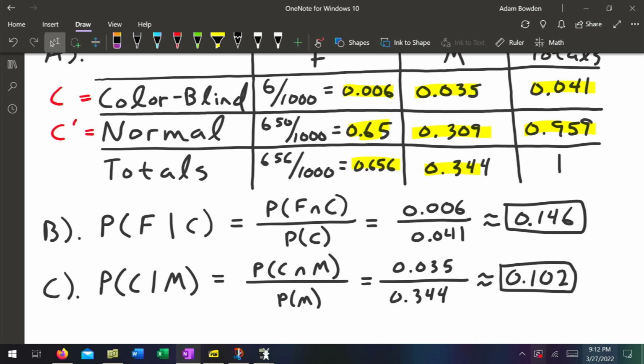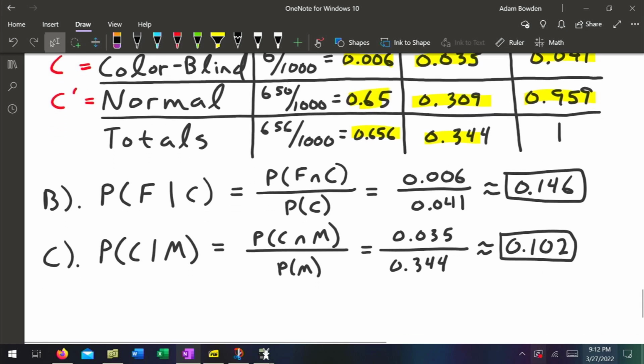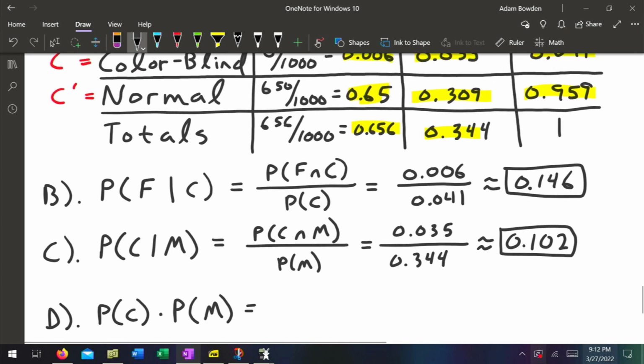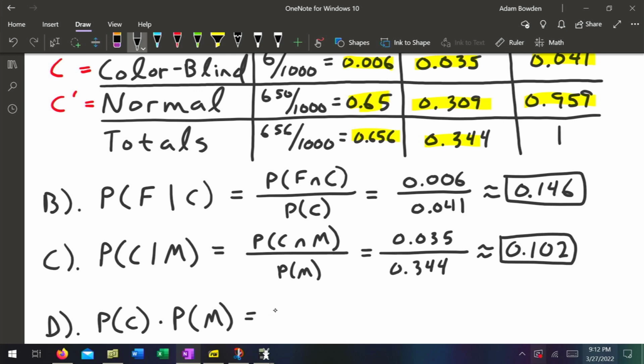Now the next part asks, are the events of color blindness with male and female independent? So let's talk about that. To figure out if it's independent or not, we take the probability of color blindness times the probability of male, which from our table we can look up here. Probability of colorblind is 0.041 times probability of male, 0.344. And that's equal to approximately 0.014.